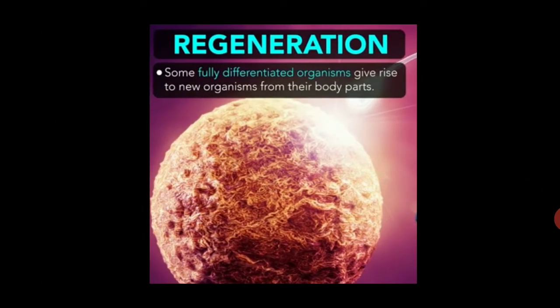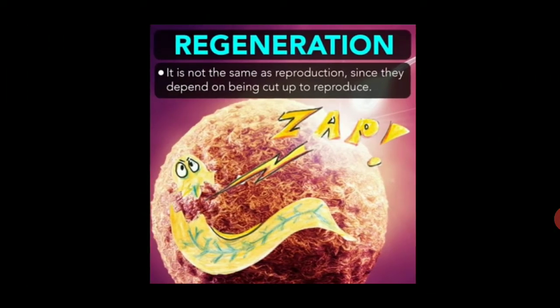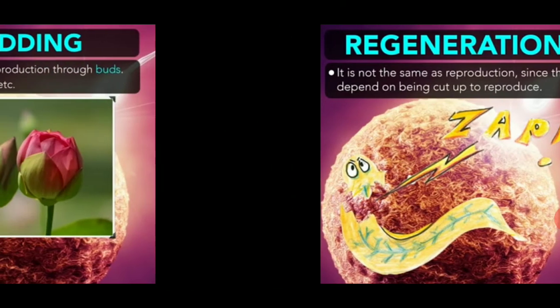Regeneration. Some fully differentiated organisms give rise to a new organism from their body parts, which is called regeneration. For example, planaria. It is not the same as reproduction since they depend on being cut up to reproduce.